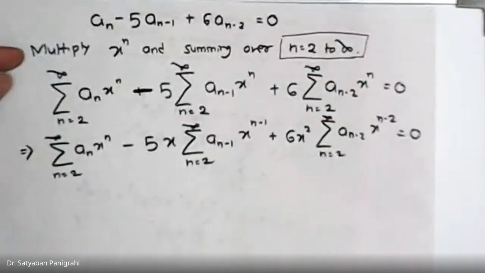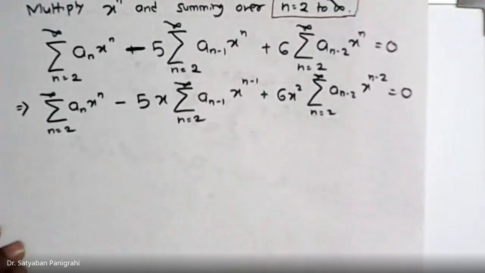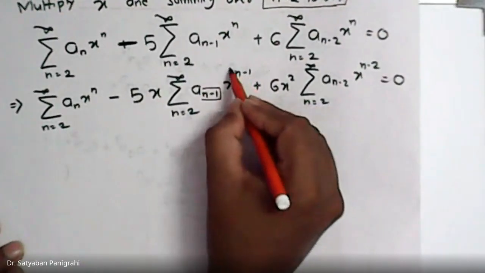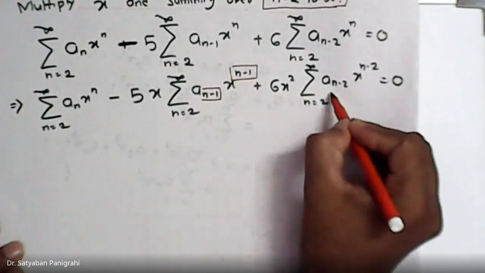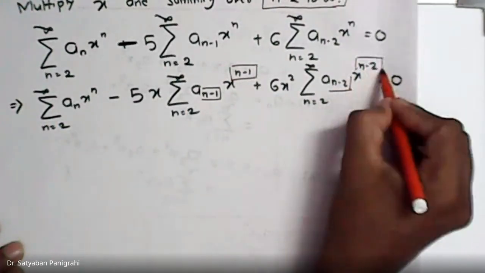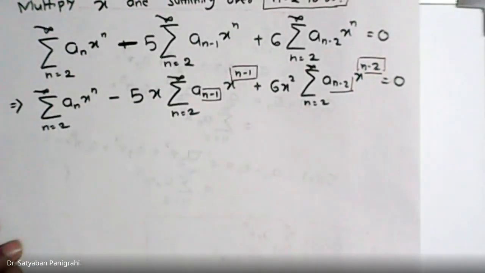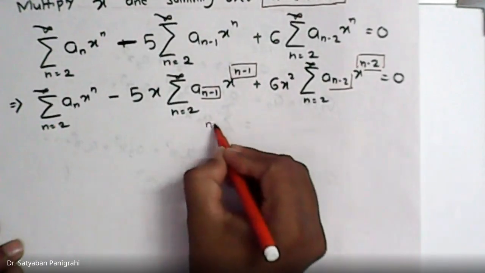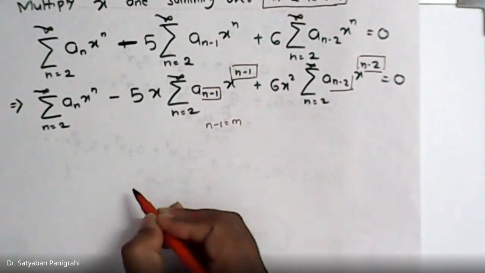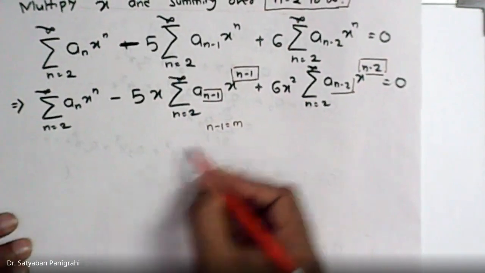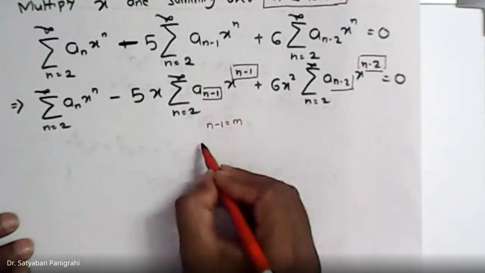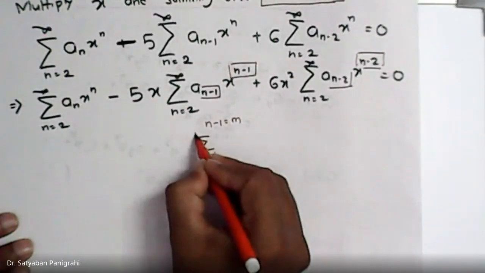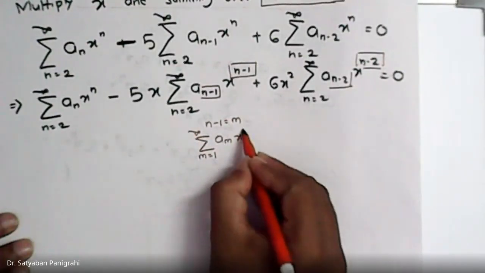Okay, now I want to make the index equal. Here the index is n minus 1 and here the index is n minus 1. Here the index is n minus 2 and here the index is n minus 2. So to make the index equal, you can do some rough work. If you take n minus 1 equal to some variable m, then the summation from n equal to 2 gives m equal to 1 to infinity a_m x to the power m.